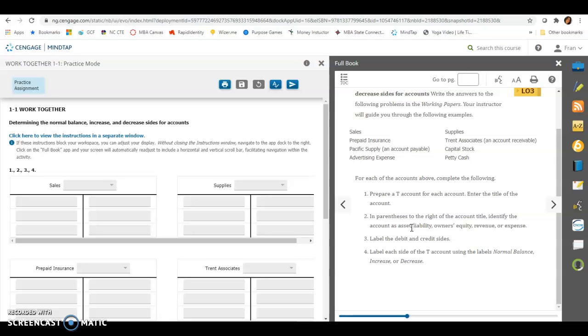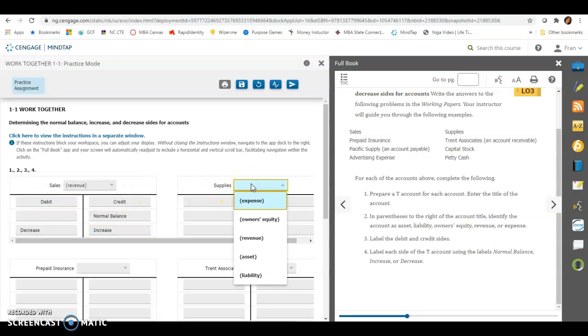Then on the next line, we're going to label the debit and credit. And then on the next two lines, we're going to say the normal balance and then the increase or decrease side. The normal balance would always be the increase side, just so you know. So sales, as we know, is a revenue. And for every single one of these, of course, the debit is left and credit is right. We know that's the rules of debit credit. For revenue, the normal balance is a credit. So that means that will also be the increase side.